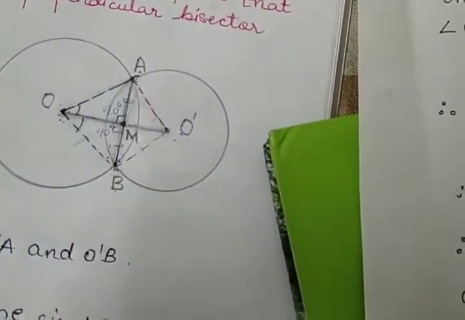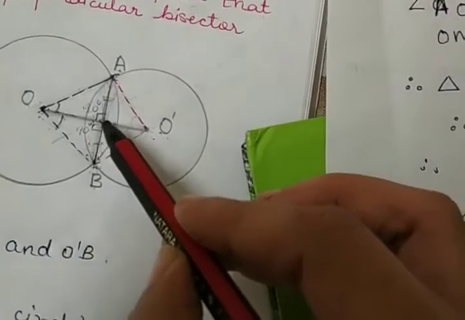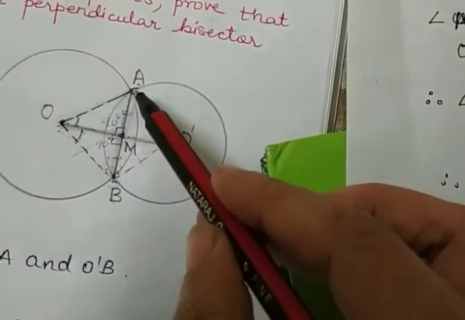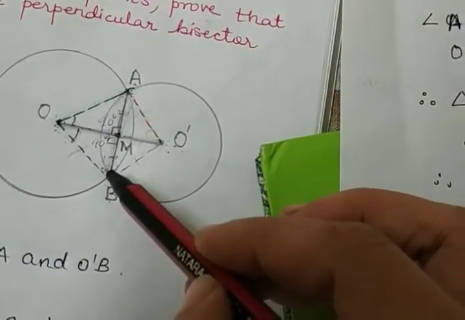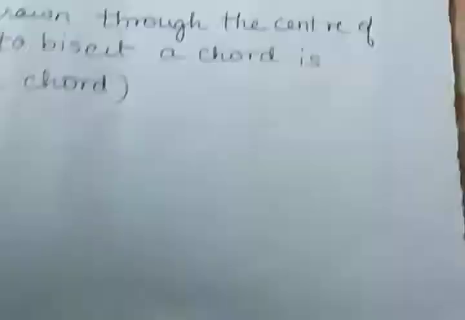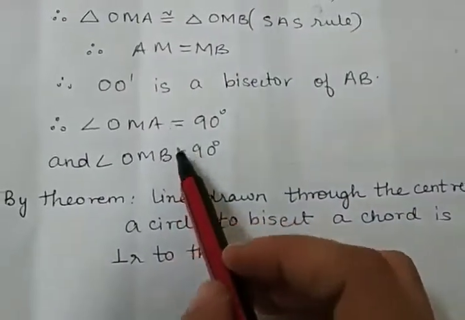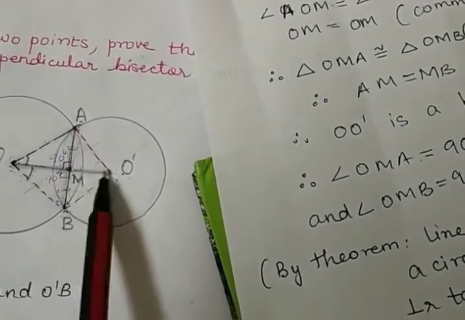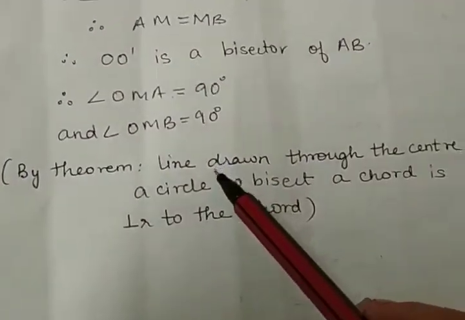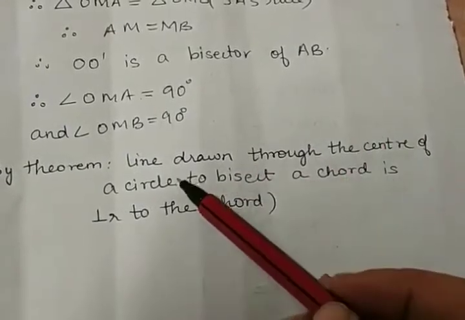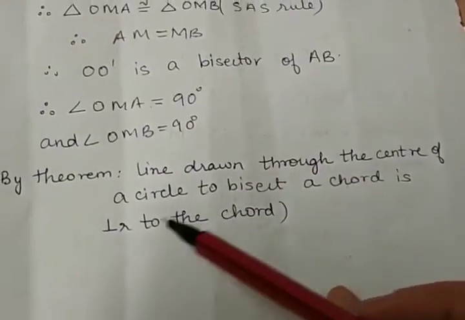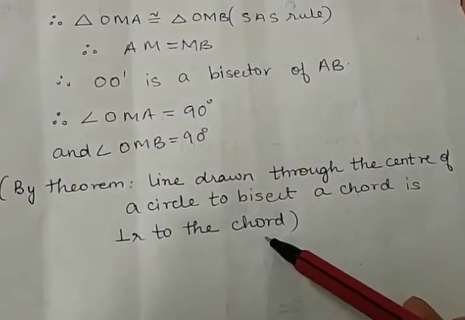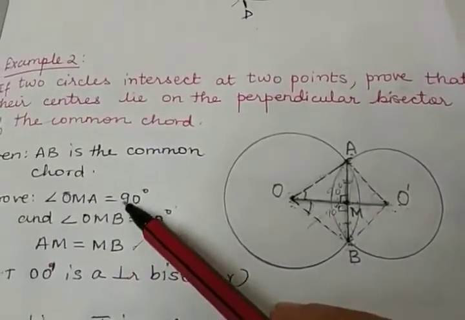What is the reason? Because of the theorem that the line drawn through the center of the circle, if it bisects the chord, then it should be perpendicular to the chord. So these angles have to be 90 degrees because this is a perpendicular bisector. If a line drawn through the center of a circle bisects the chord, it has to be perpendicular to the chord. So we have proved all the conditions that were supposed to be proved.